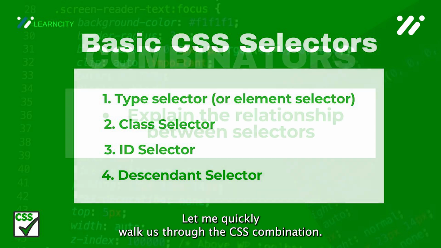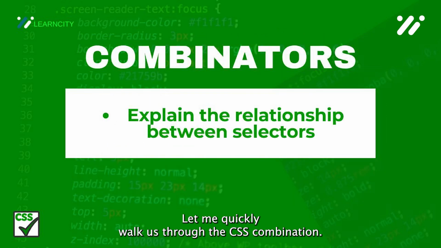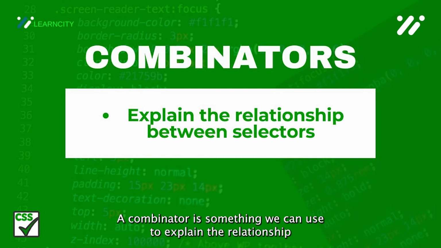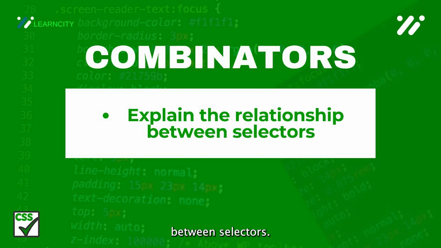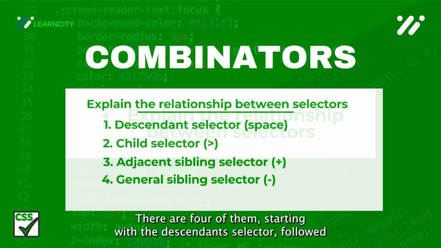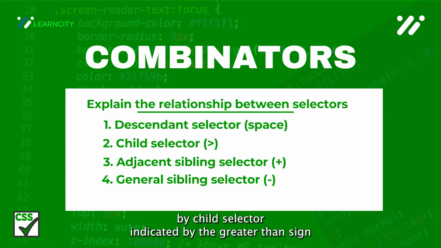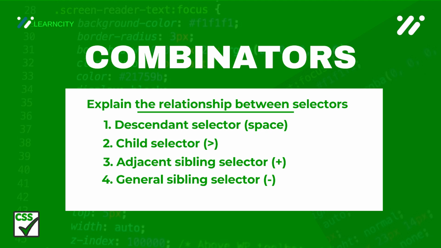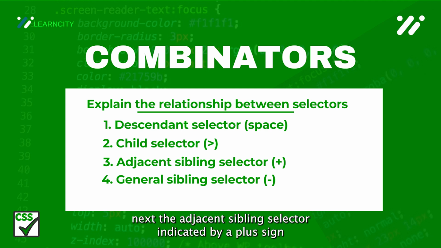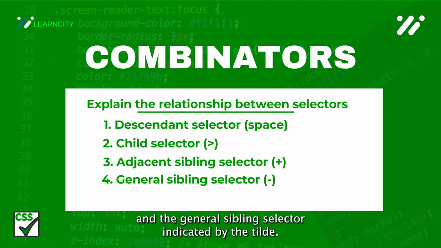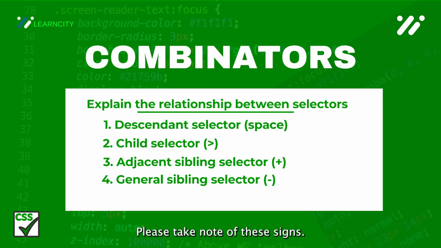Let me quickly walk us through the CSS combinators. A combinator is something we can use to explain the relationship between selectors. There are four of them, starting with the descendant selector, followed by the child selector indicated by the greater than sign. Next, the adjacent sibling selector indicated by a plus sign, and the general sibling selector indicated by the tilde. Please take note of these signs.